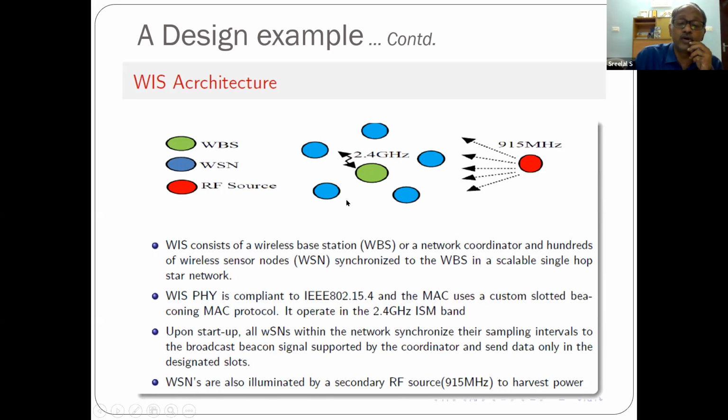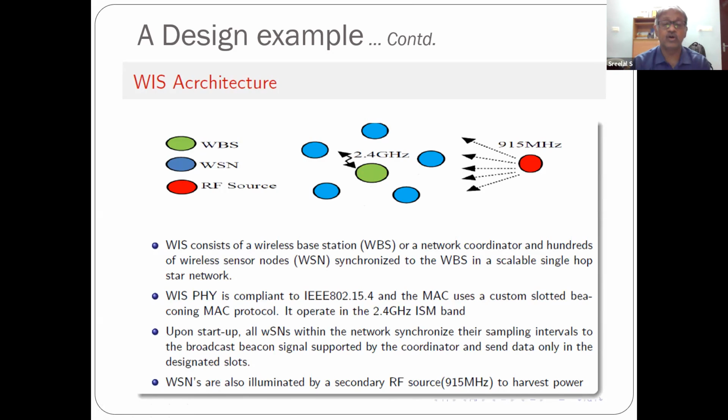Now, what is shown as the RF source here in red is basically a dummy RF source, which is used in order to harvest energy. That is, the wireless sensor nodes have built-in circuits which can work on the energy derived from this RF source. So what is the advantage again? We need not supply power.